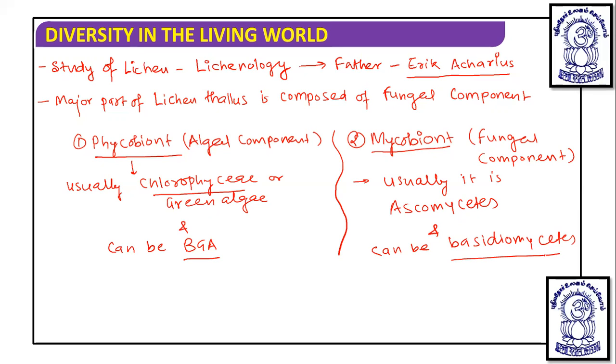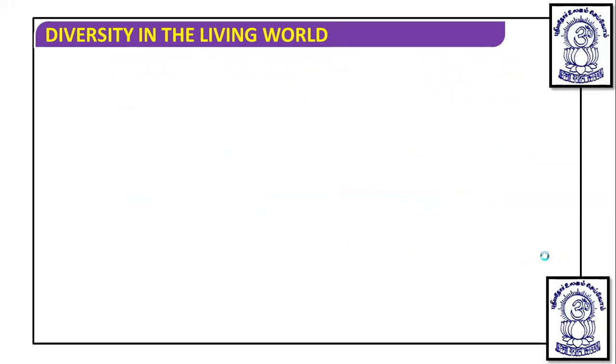Now, based on the fungal component or fungal partner, lichens are divided into two types. So, after studying which one can be the phycobiont and which one can be the mycobiont, based on the fungal component, or mycobiont, we are going to classify lichens into two groups. So, let's study that. Lichens are divided into two groups based on the fungal component.